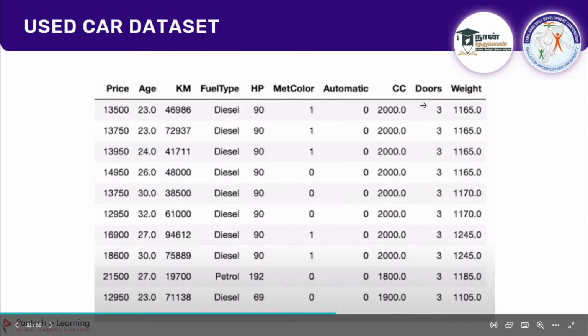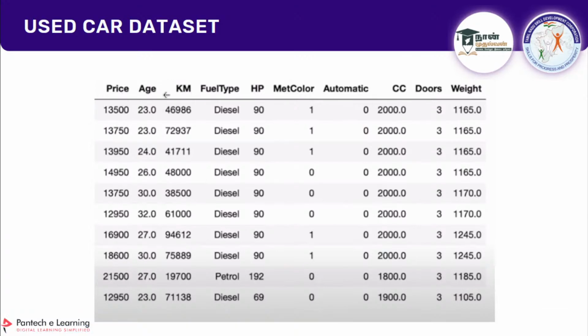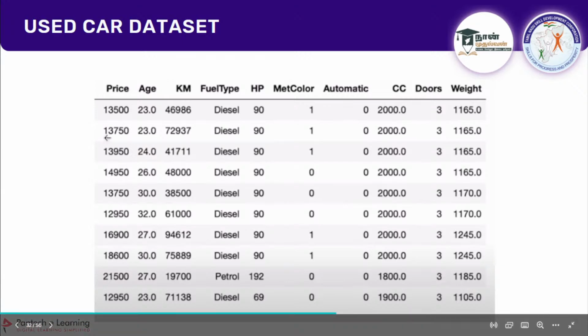And these are all the features. The age, maybe how much it is used, the kilometers driven, fuel type, HP, horsepower, the color metallic or not, automatic or not, CC, the doors present, and the weight of it. All of these, from the age to weight, will be the features and this price will be the output. At first, I am taking this price as the output and age alone as the feature X.